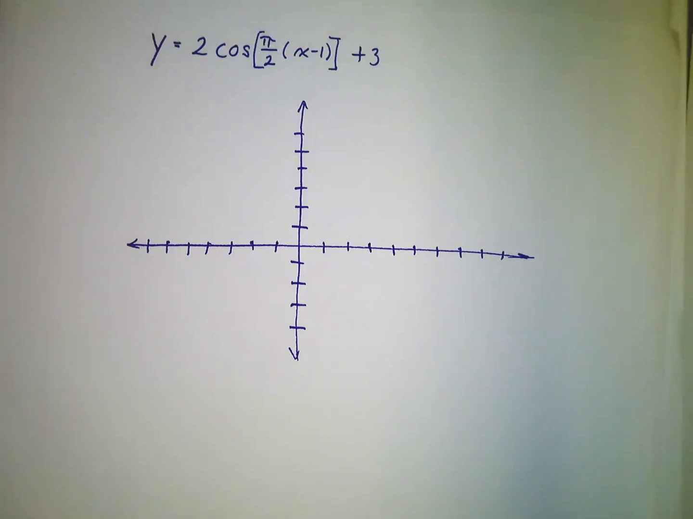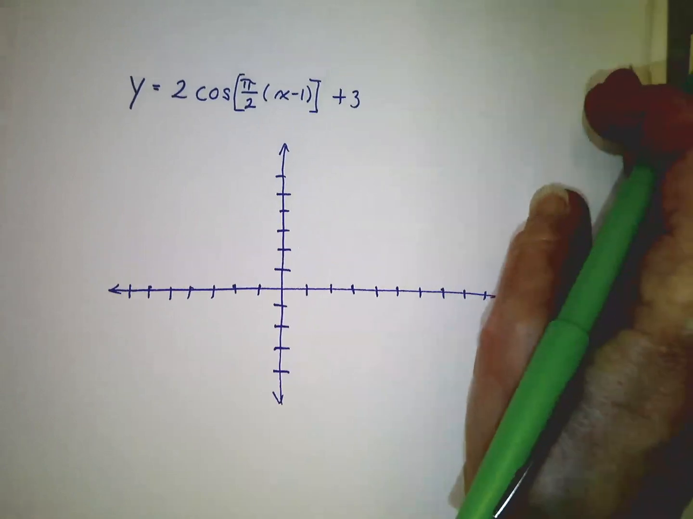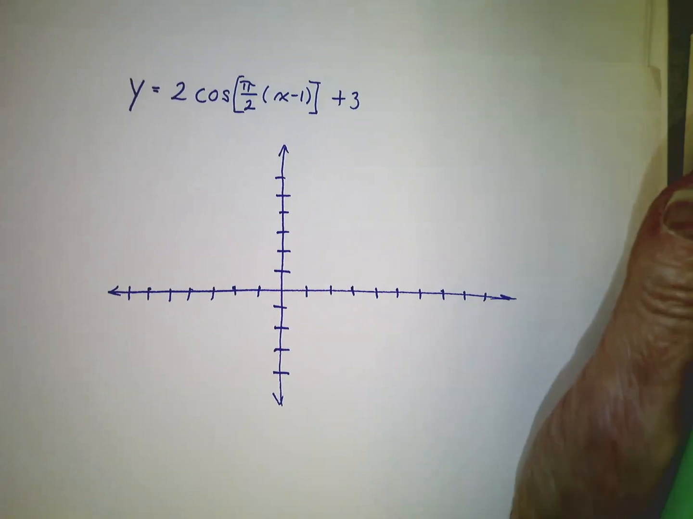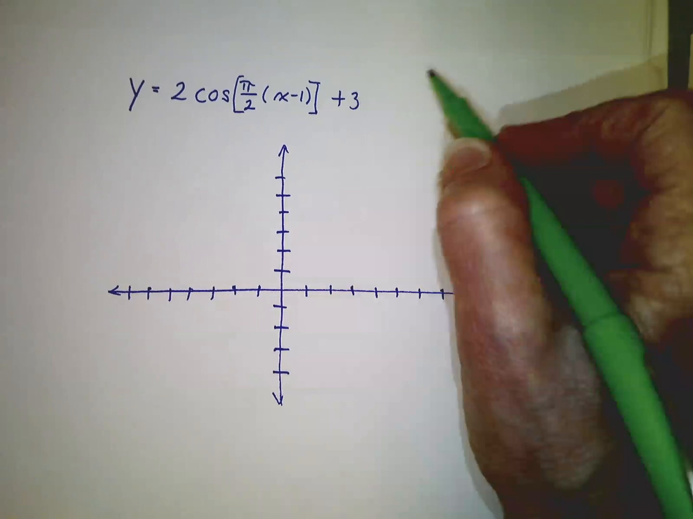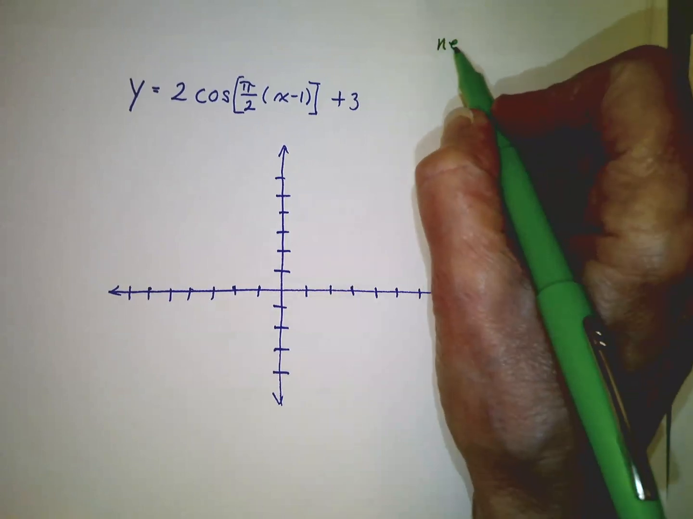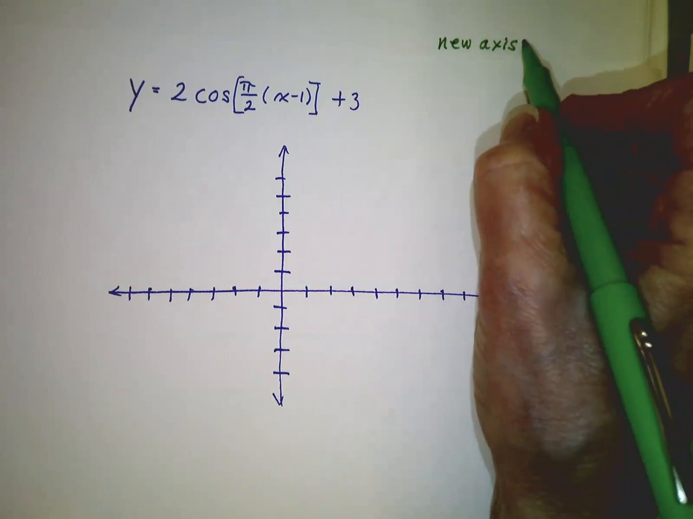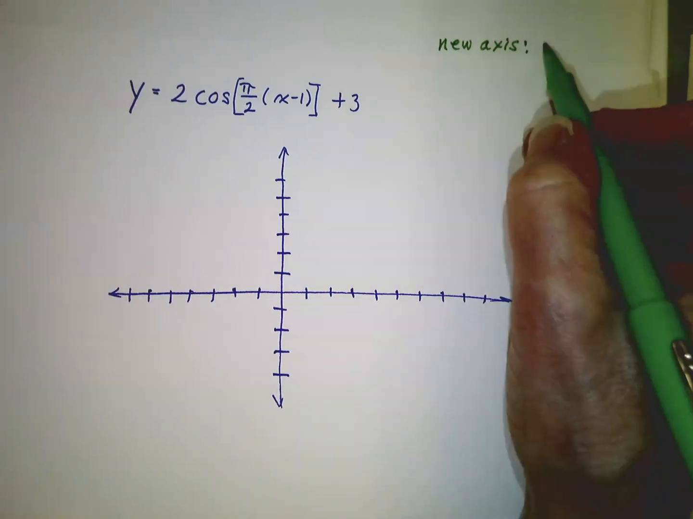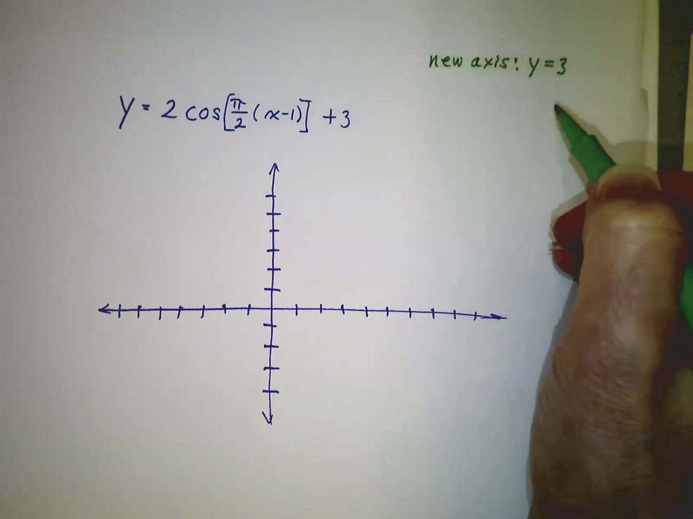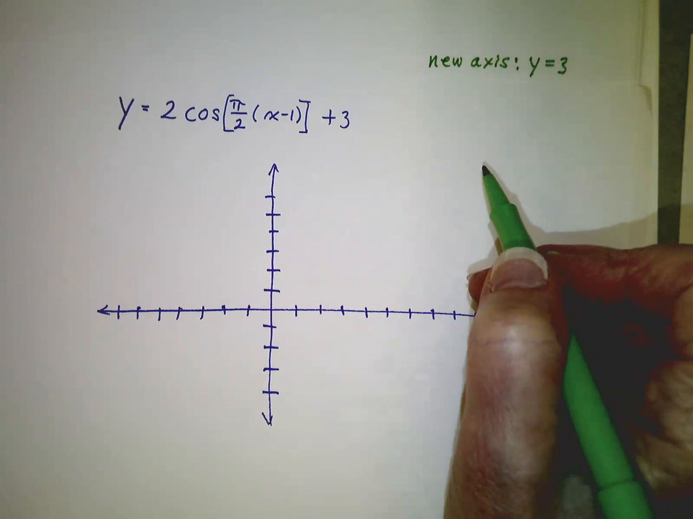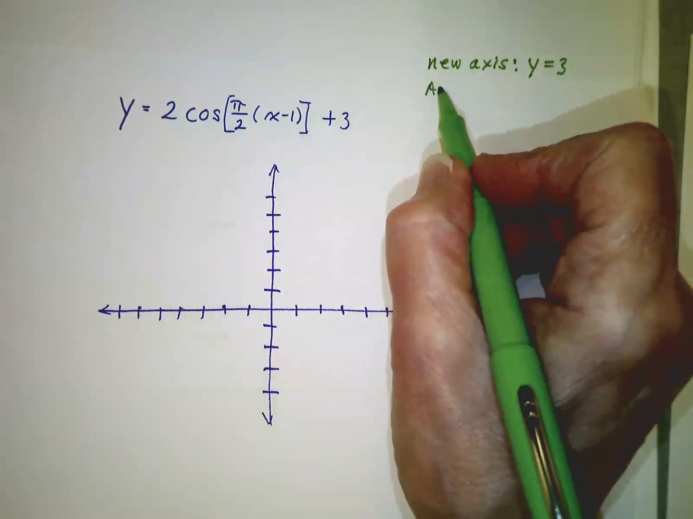So let's try another one. And some folks like to write down all the information first. I'm still going to write it in the order that we'll graph it. So the number on the end tells us the new axis. It says vertical translation. The new axis is going to be y equals 3. Everything's going to be centered around that horizontal line. And at the other end, the 2 tells us the amplitude.